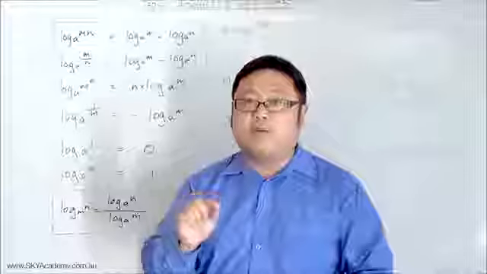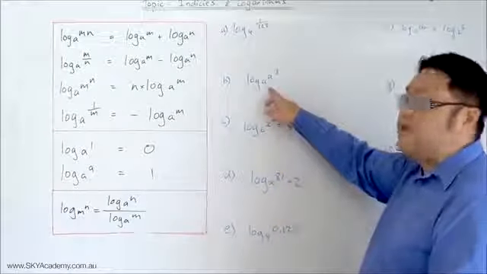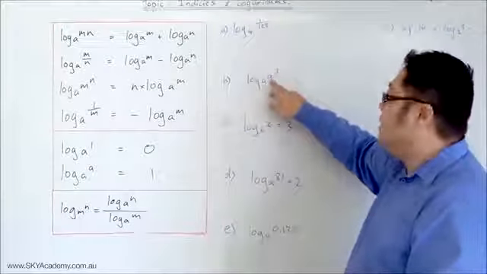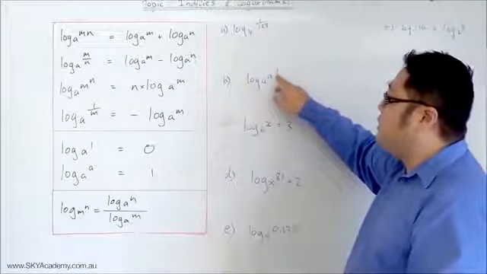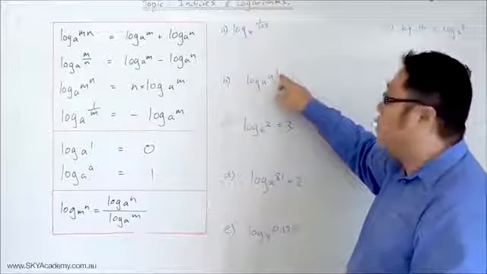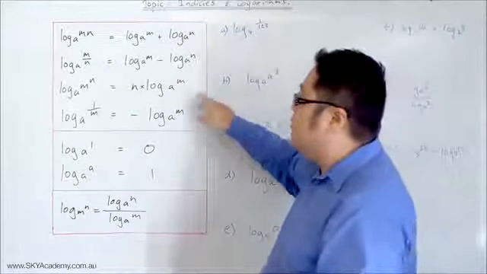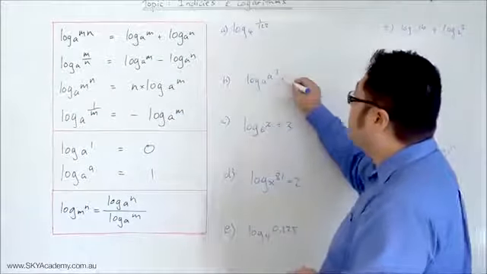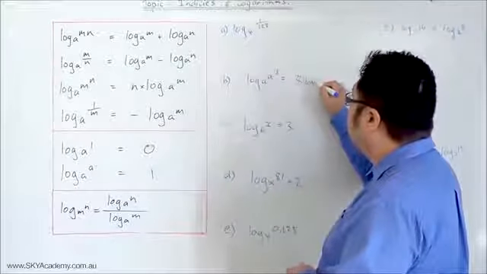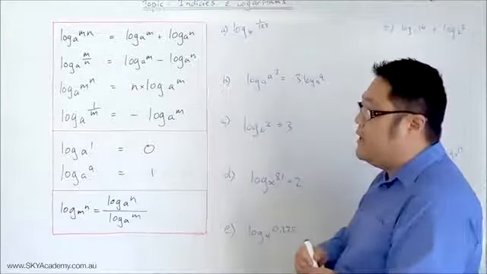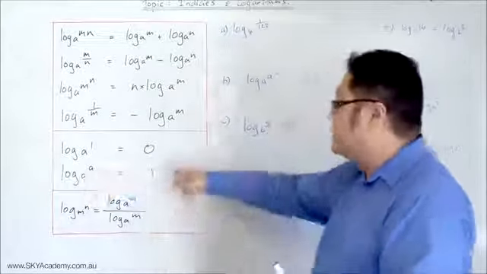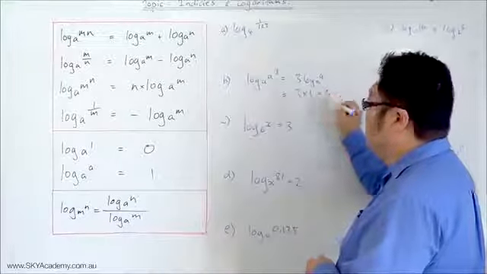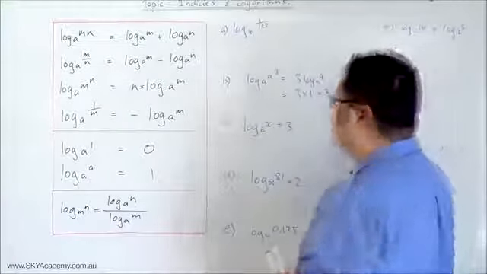Okay, so let me start off with this one here. This one's a fairly simple one. Log a to the a cubed. See how you've got a cubed? What can we do with this cubed? We can bring it out the front, just like we did in this log law. So we take the cube out and bring it out the front. So it equals 3 log a a. And what does log a a equal to? Log a a equals 1. So it's 3 times 1, which is just 3. Okay? Cool. So that's that one there.